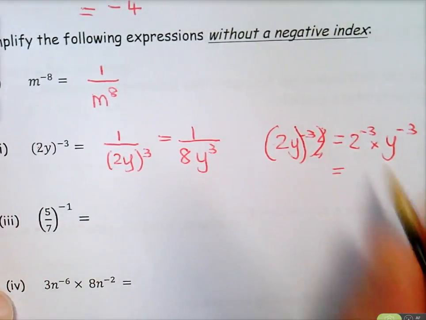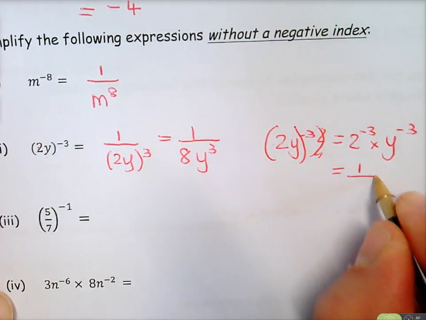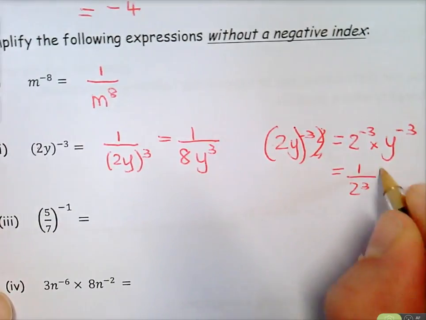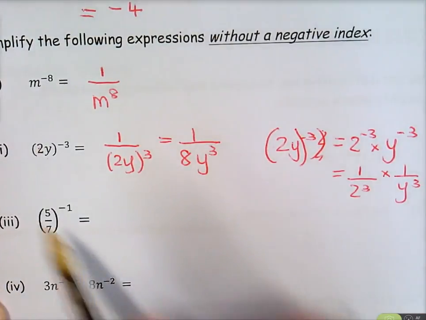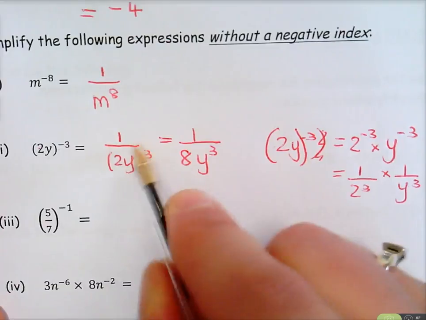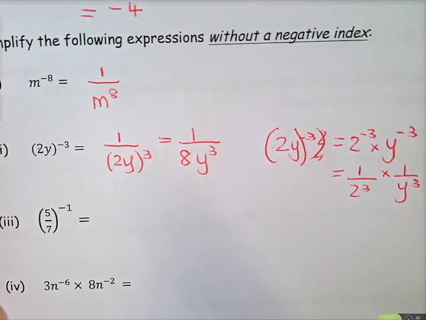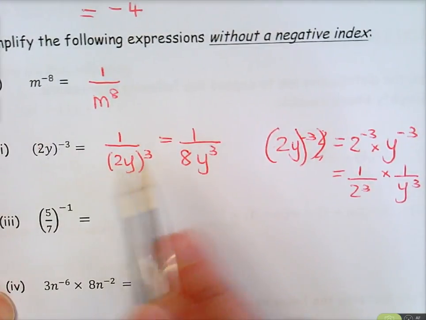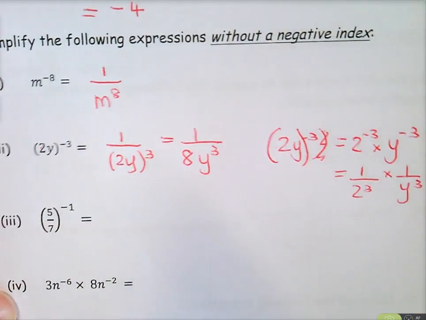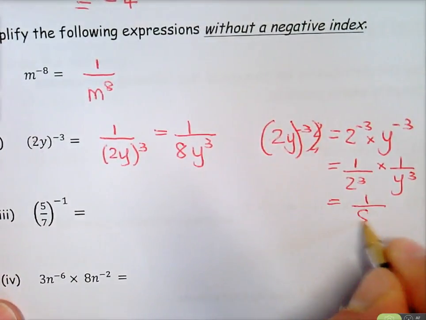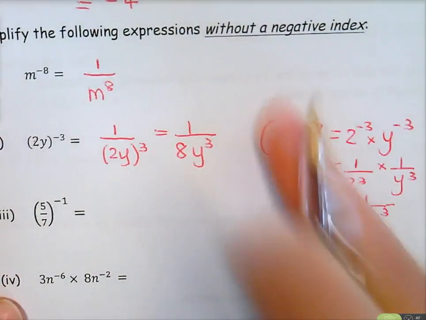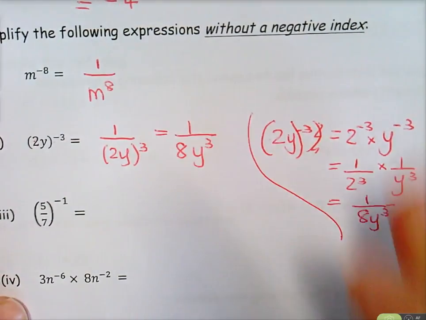You can do it like that, but then you need to write that as 1 over 2 cubed times 1 over y cubed. This is all just so messy. I wouldn't do it like that. I would say negative power means 1 over reciprocal 2y cubed, and then just do that normally. If you do it this way, it's just going to be too messy, which is 1 over 8y cubed. So I would not do it this second way. I definitely wouldn't do it like that.